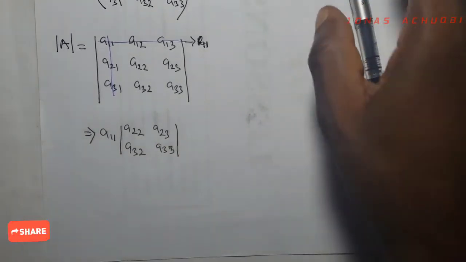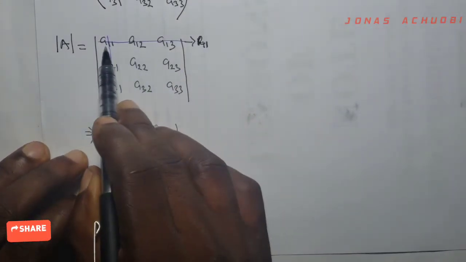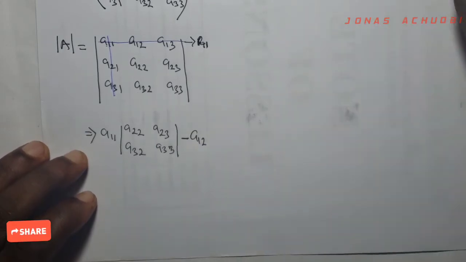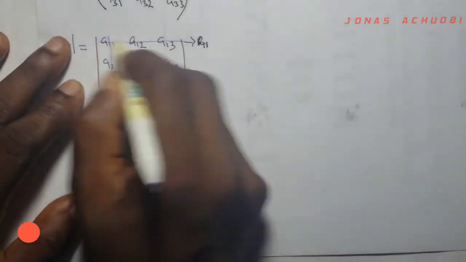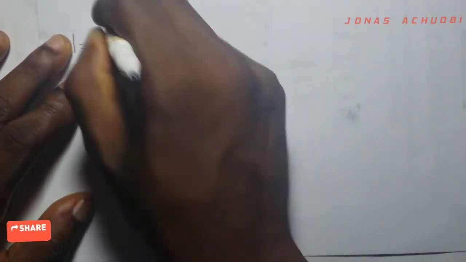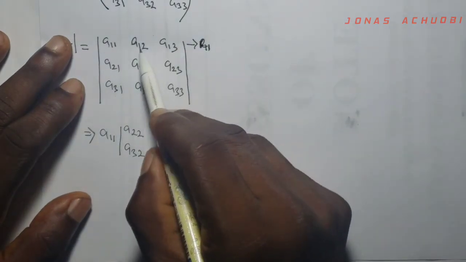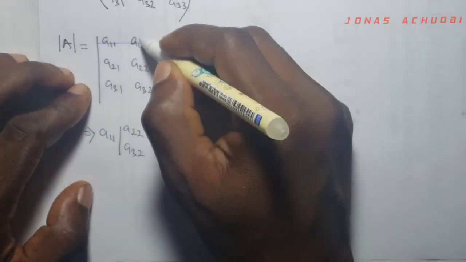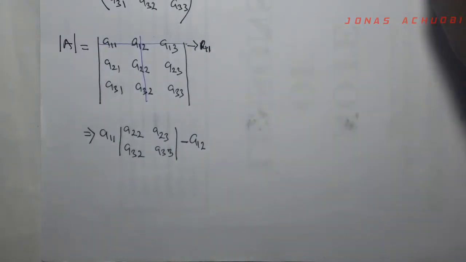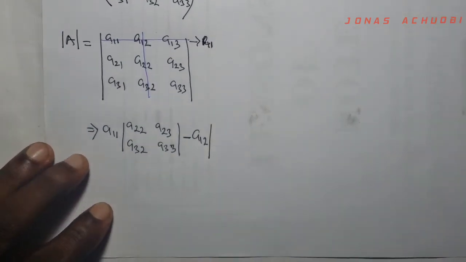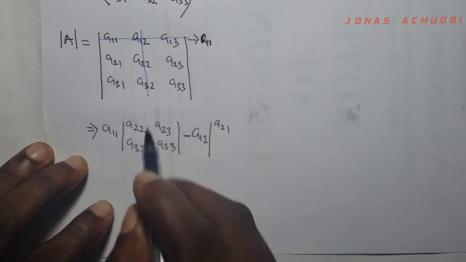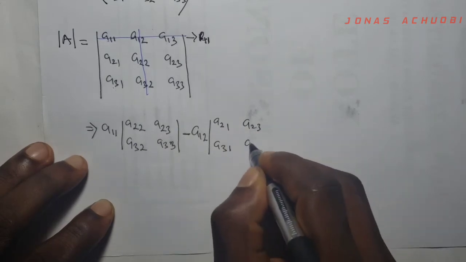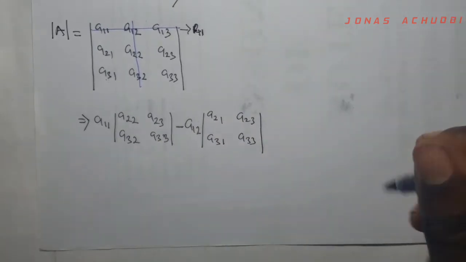Then, what's the next entry? Remember row 1. After A11, we have A12. Here the sign will be negative. We'll now say minus A12. We'll repeat the same thing we had done initially. So let us erase this and have our matrix back. Now we are here, A12. A12 is in row 1, so we delete the entries of row 1. But now it's in column 2. So if we delete those entries in row 1 and column 2, we have a 2 by 2 determinant A21, A23, A31, and A33.